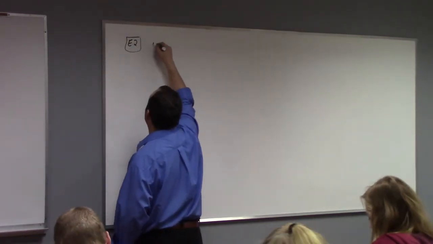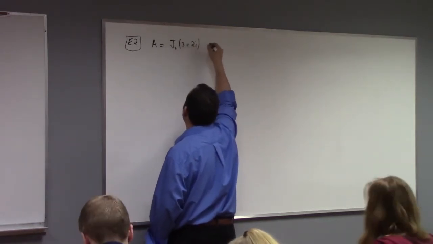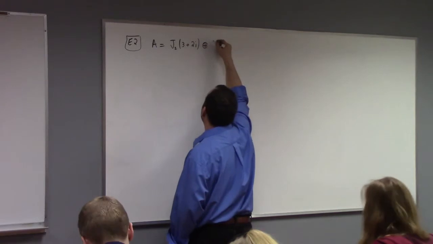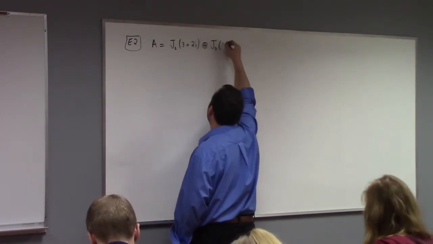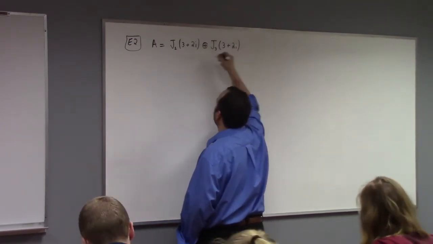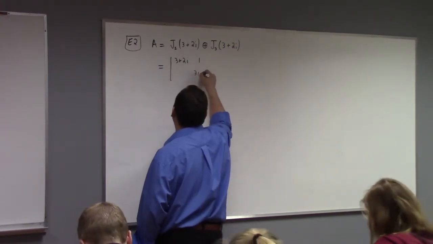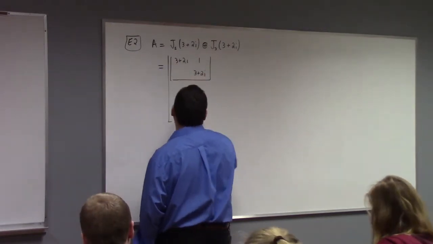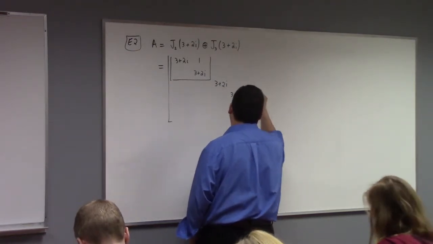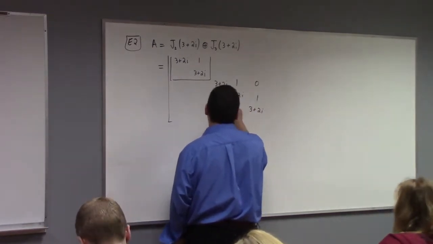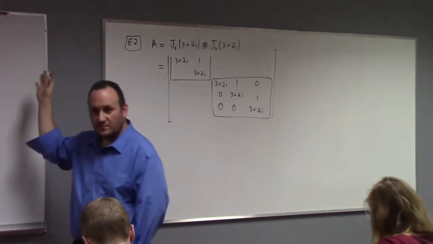We could have complex Jordan form. A could equal the Jordan form of 3 plus 2i, direct sum, and so on. The things I'm not writing are all 0.